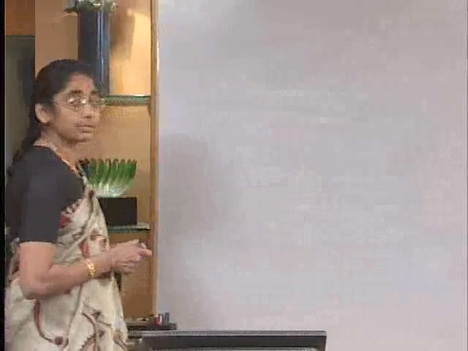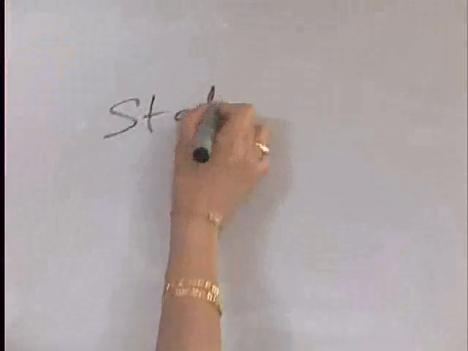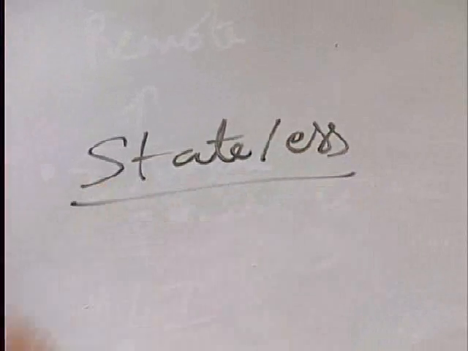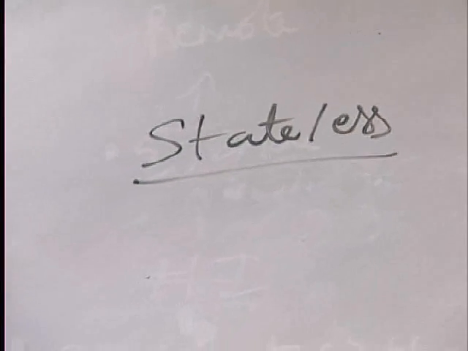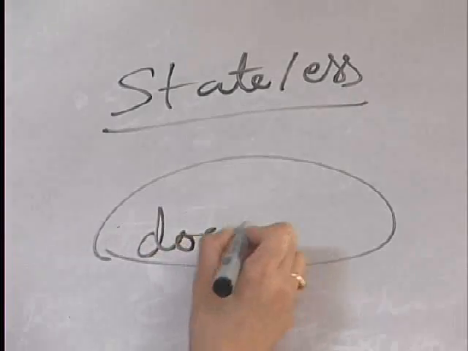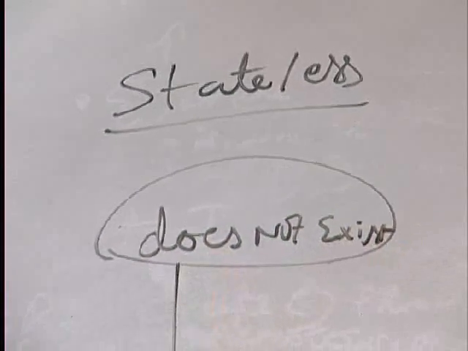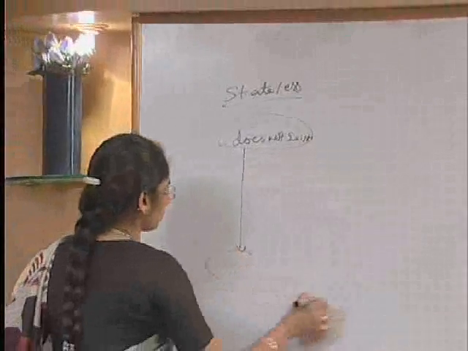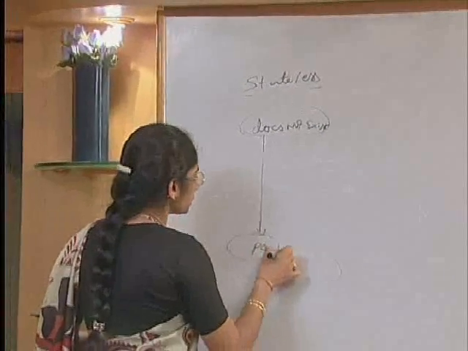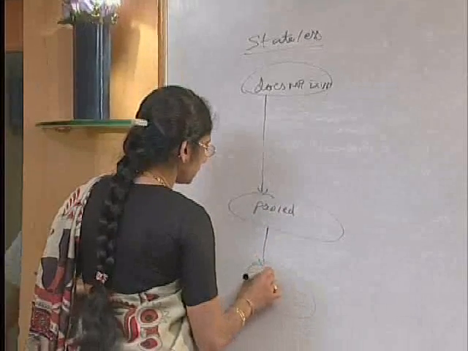Now let's look at the life cycle of a stateless session bean. For a stateless session bean, the life cycle goes like this. It starts with the does not exist state, moves into a pooled state, and then to a ready state.